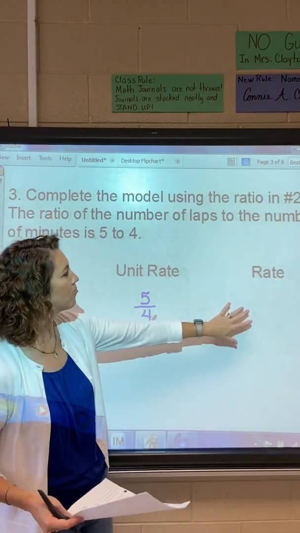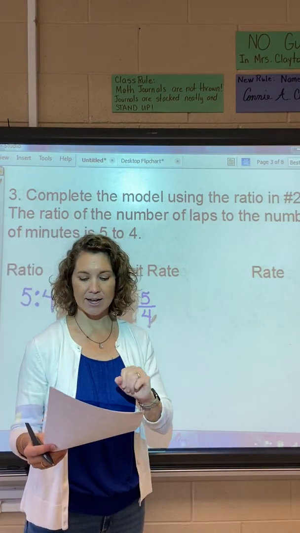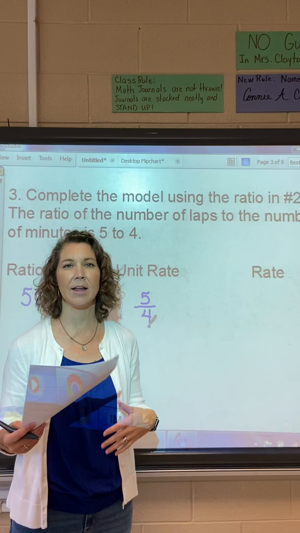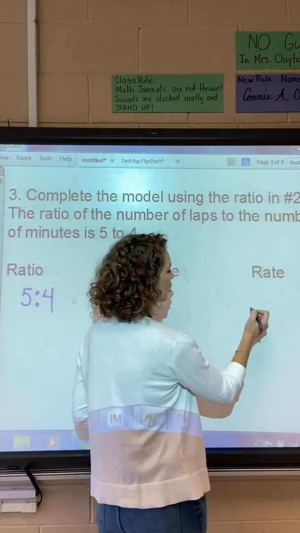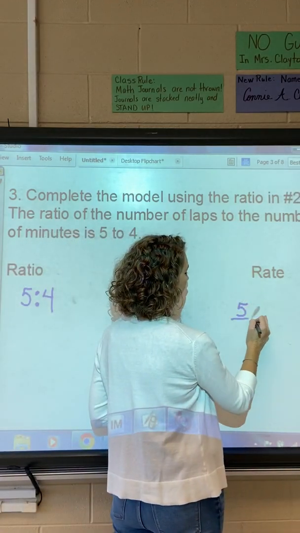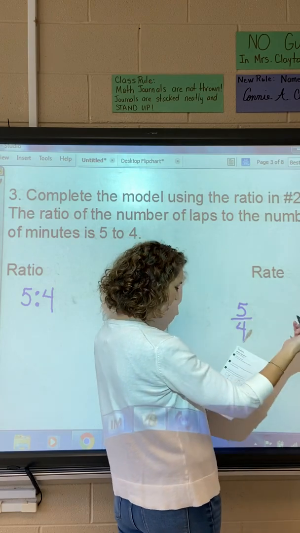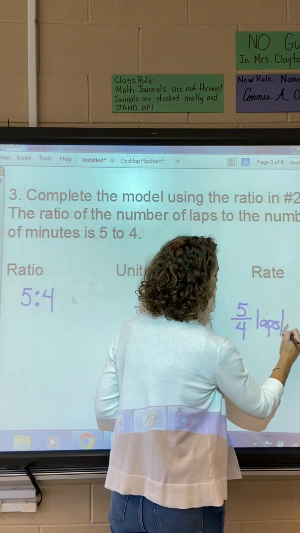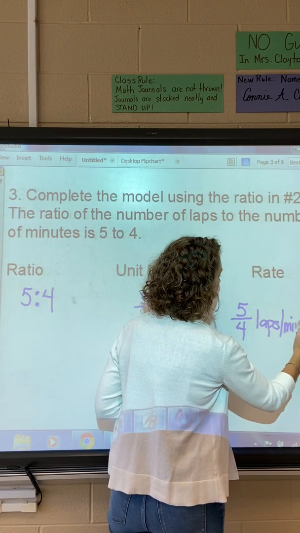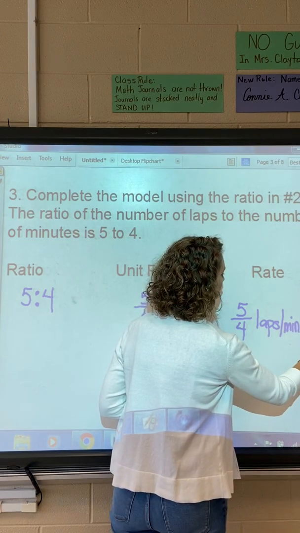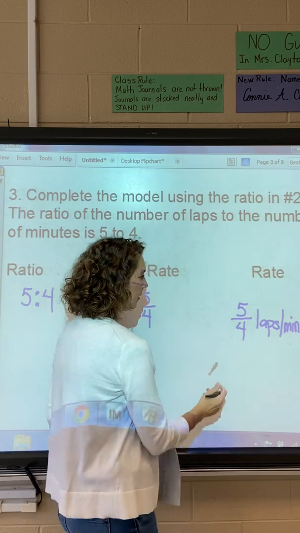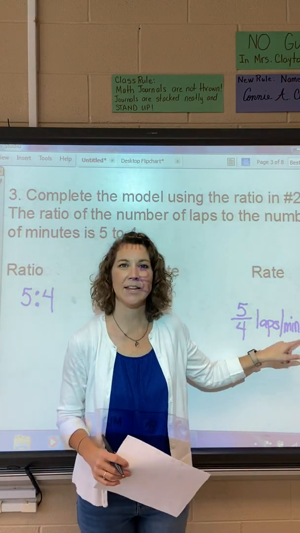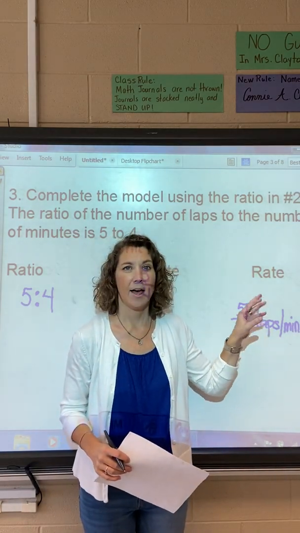Okay, now the rate is the same thing we did in the last one, but this time we're gonna leave it as a fraction, which you can do that sometimes, 5:4, but for the rate, we wanna put laps per minute. And if you notice on Edulastic, this is already typed in. Okay, the laps per minute is already typed in. You don't have to type it in.